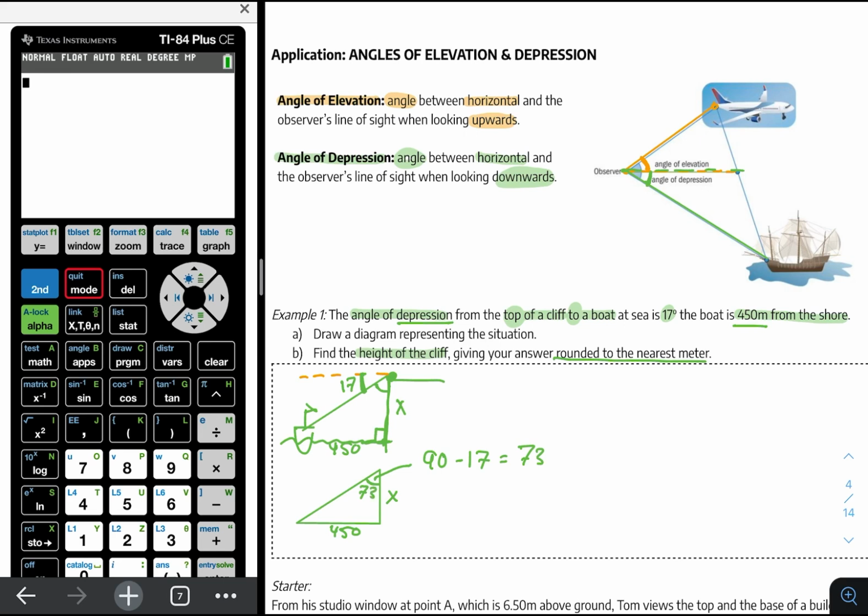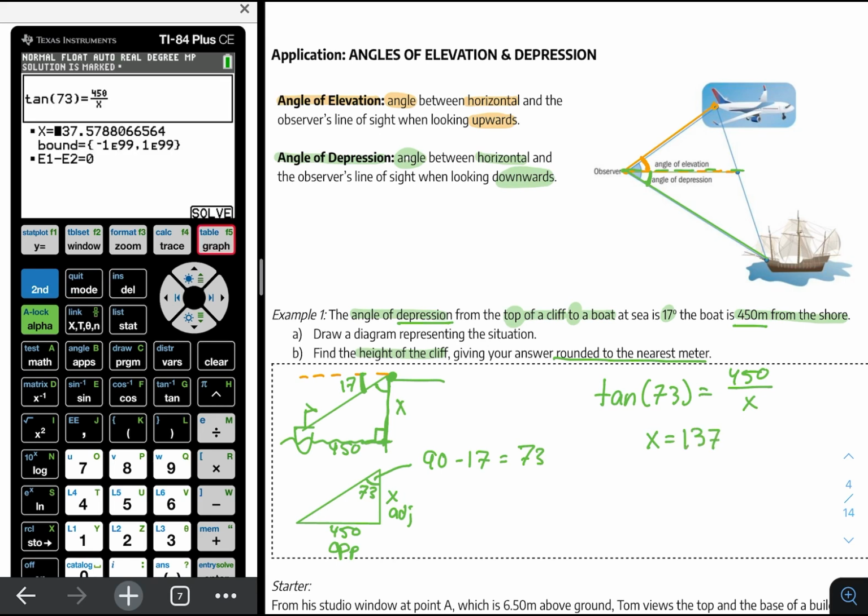So using this right angle triangle, now that we have an angle, we know that the opposite side is 450, and we are looking for the adjacent side. So the tangent ratio is going to be what we want to use. Tangent of 73 is equal to opposite 450 over adjacent x. Use your numeric solve or solve this algebraically, and you should get that x is equal to 137.579, and they want us to round to the nearest meter, so that means x is equal to 138.